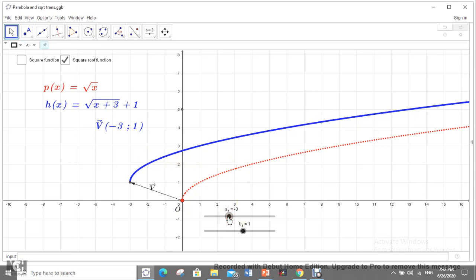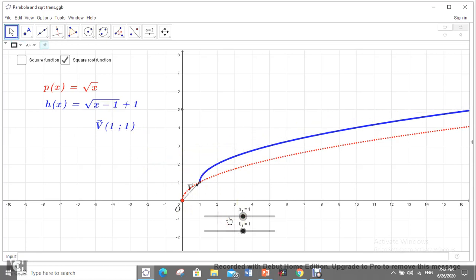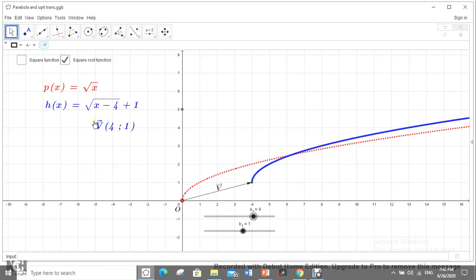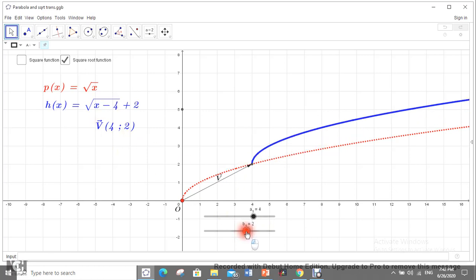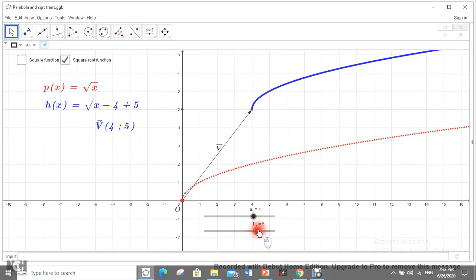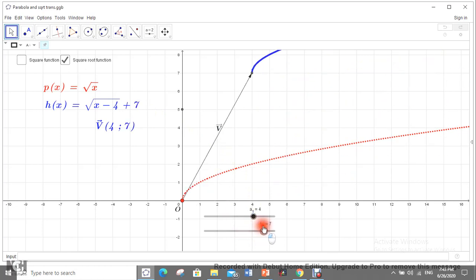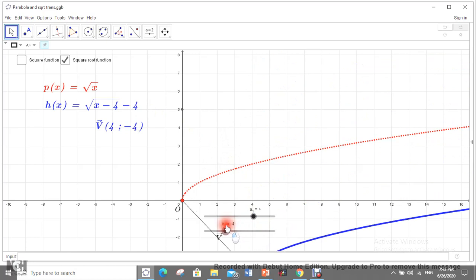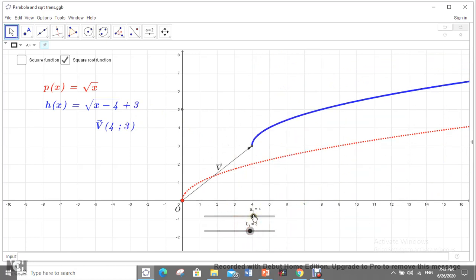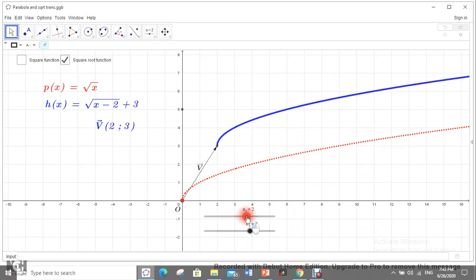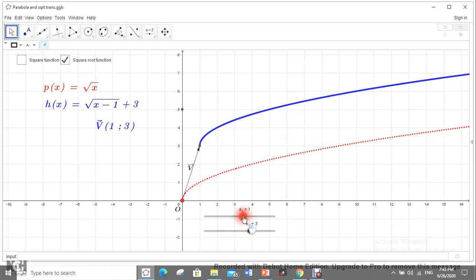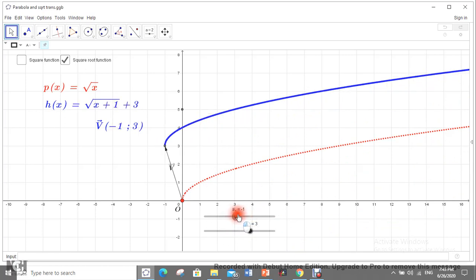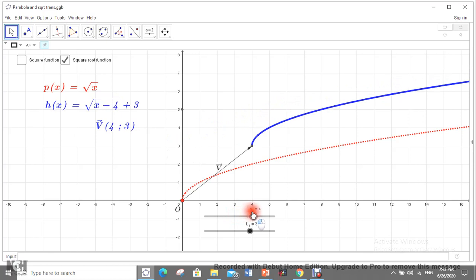Even if we change the value of a, you can see that the translation vector is changed. If we change the value of b, as you see, the role of b is to translate the curve upward and downward. For a positive value we go upward, for a negative value we go downward, while for the values of a, for positive values we go to the left, and for negative values we go to the right, as you see.